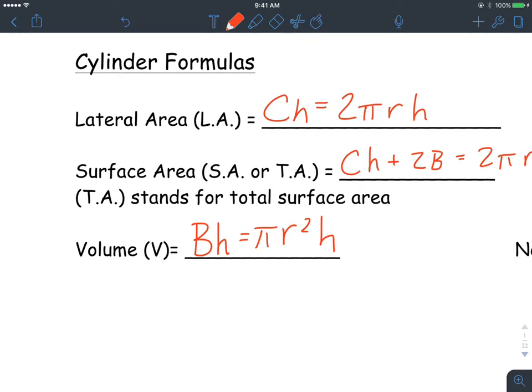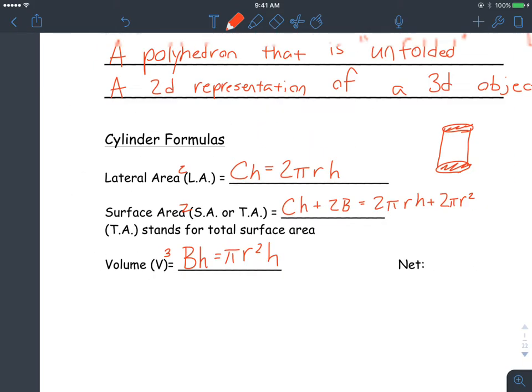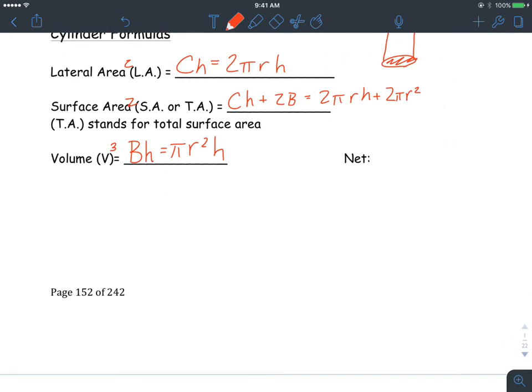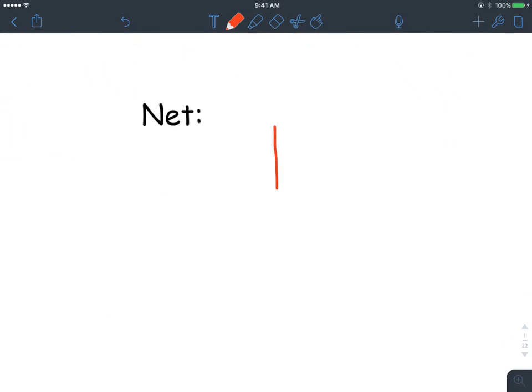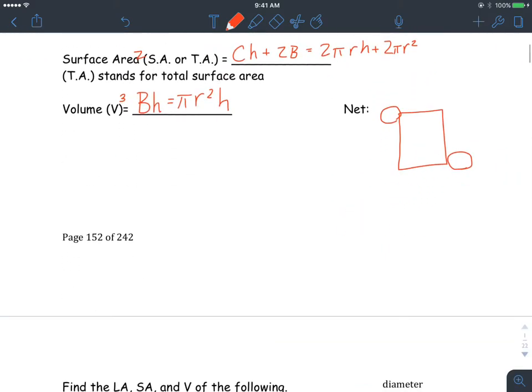Just keep in mind that volume is going to be in cubed units, and then total surface area, those are going to be squared units, and lateral area as well. As far as the net goes for a cylinder, if we unroll a cylinder, you're going to have this rectangular shape for the sides. That would be your lateral area piece. And then you'd have 2 circular bases. Hopefully they should be the same. And then when you fold it back up, it should roll all the way back up into that cylinder.